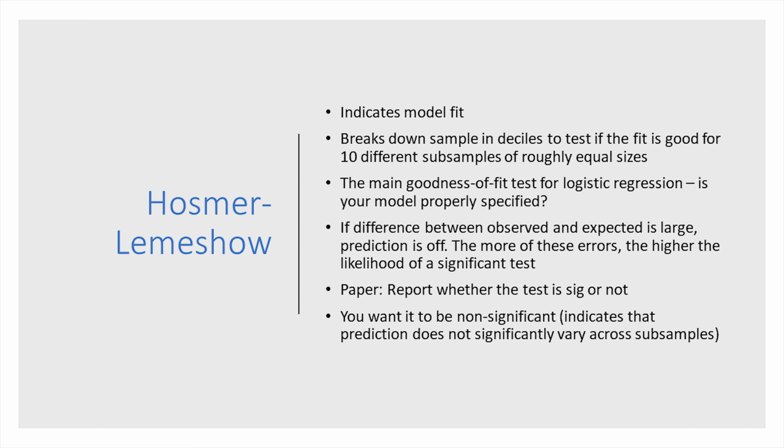We use the Hosmer-Lemeshow test to indicate model fit. Basically, it takes our sample and breaks it down into deciles, so 10 different subgroups, to see if the model is a good fit within each of these 10 different subsamples of roughly equal size. This is the main goodness of fit test for a logistic regression analysis. It tells us whether our model is properly specified.